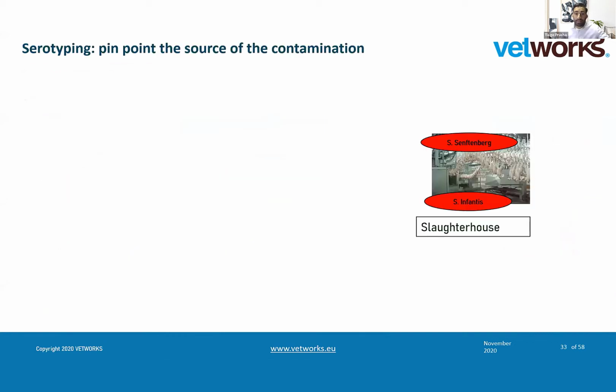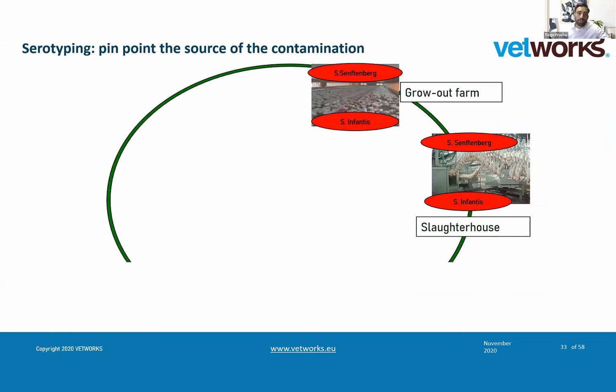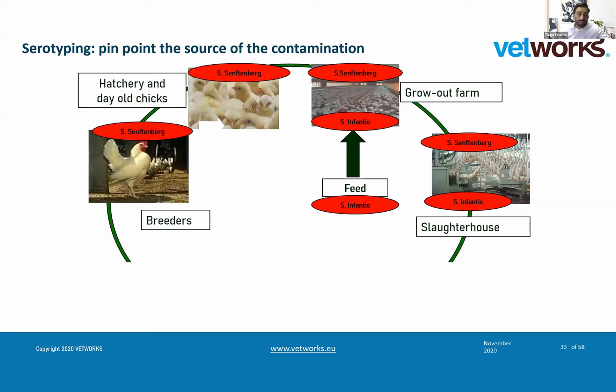Okay, so here is just an example of a case where you found Steffenberg and Infantis at the final product level, so at the slaughterhouse. And if we do have a monitoring and tracing program implemented, what we'll be able to see is, for instance, at the farm level, we still have Steffenberg and Infantis, but then we also monitored feed, and we knew that we had Infantis from the feed, and we had Steffenberg at breeder level.